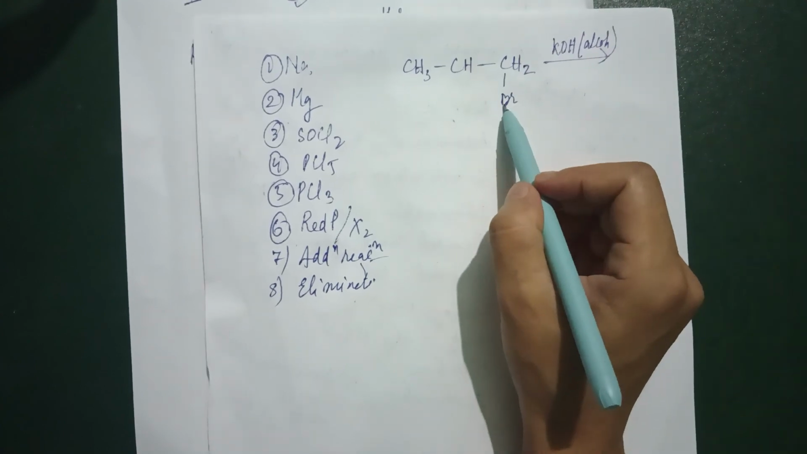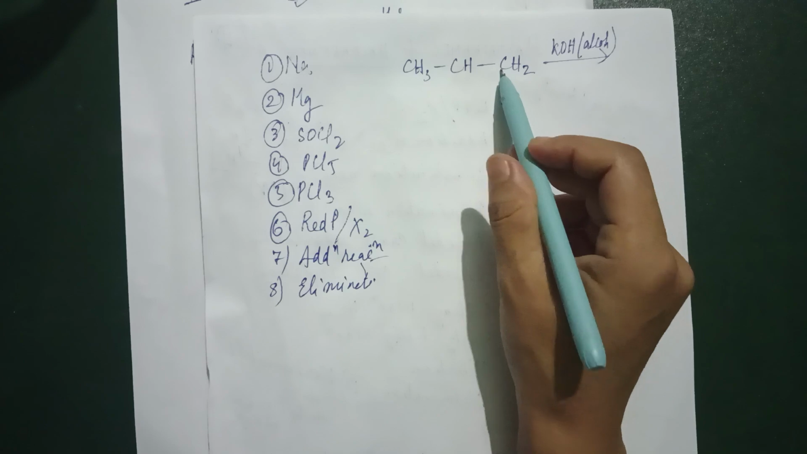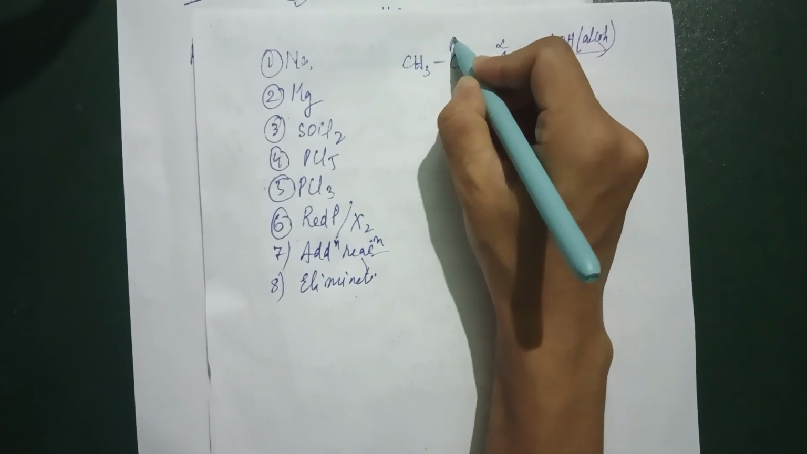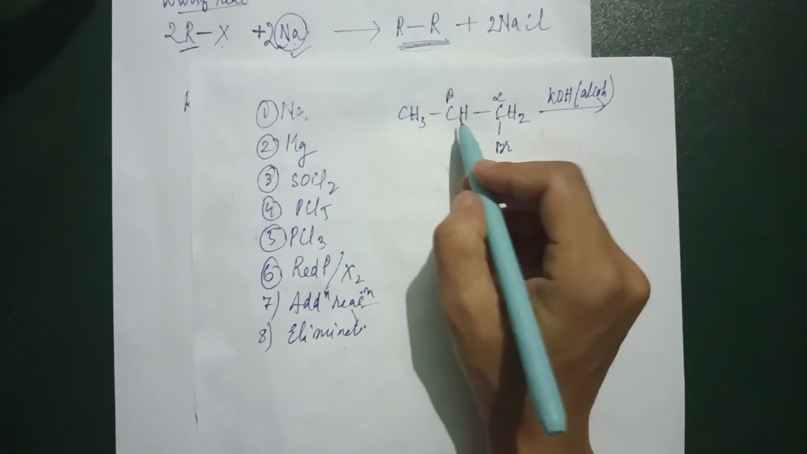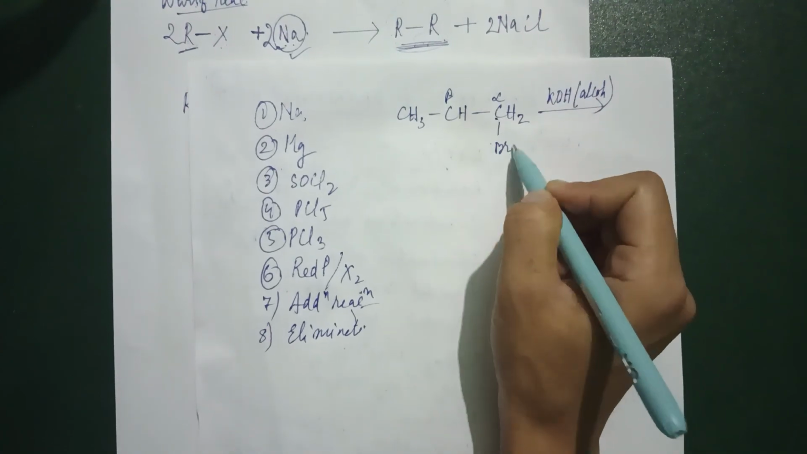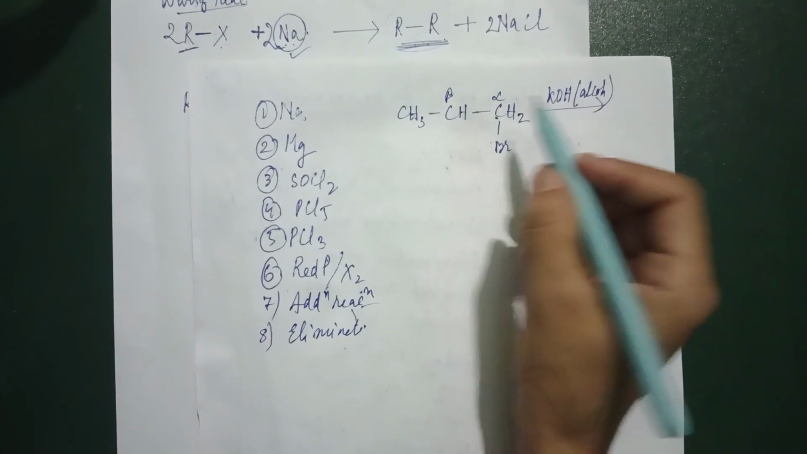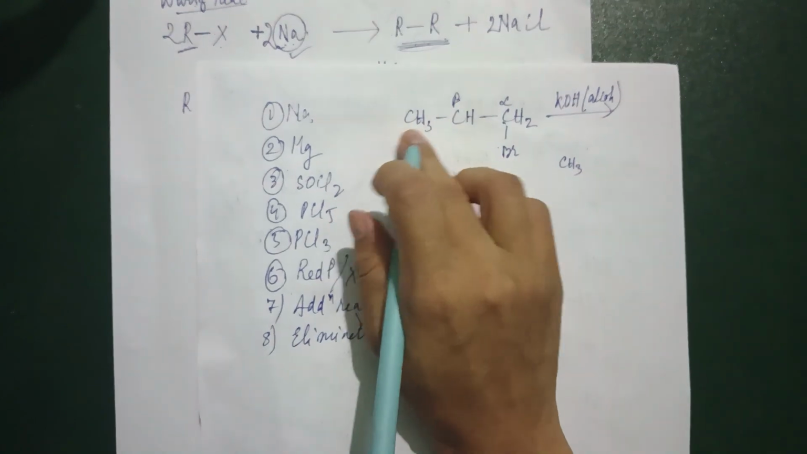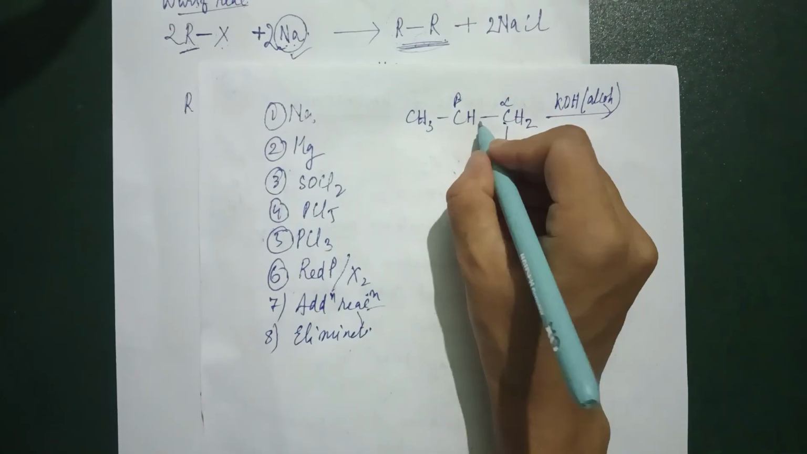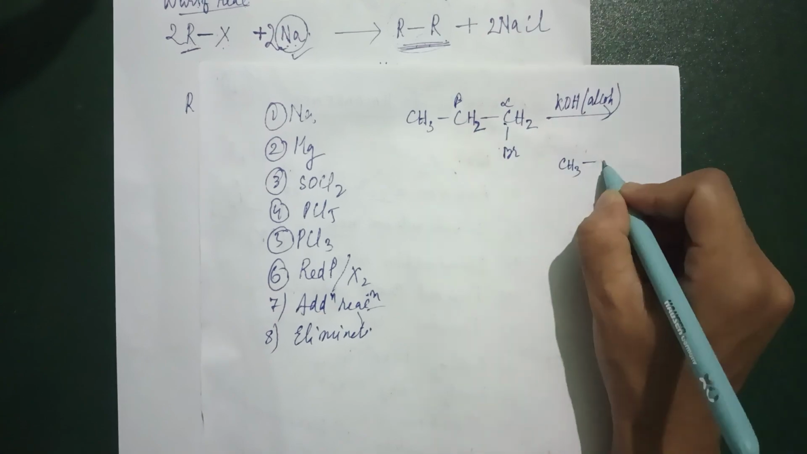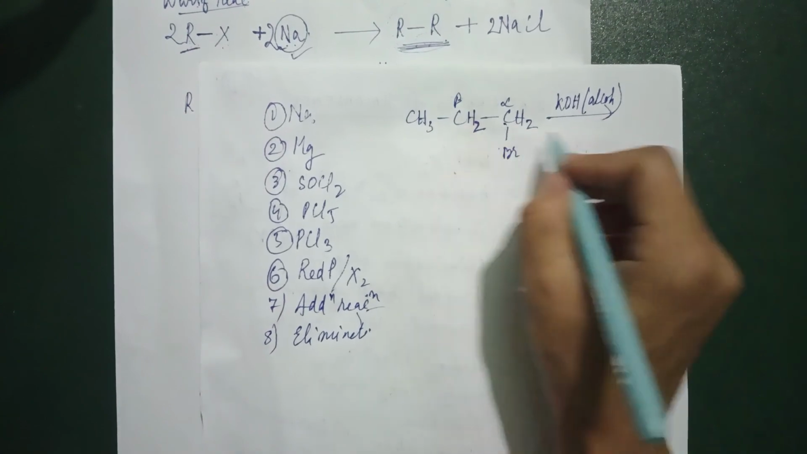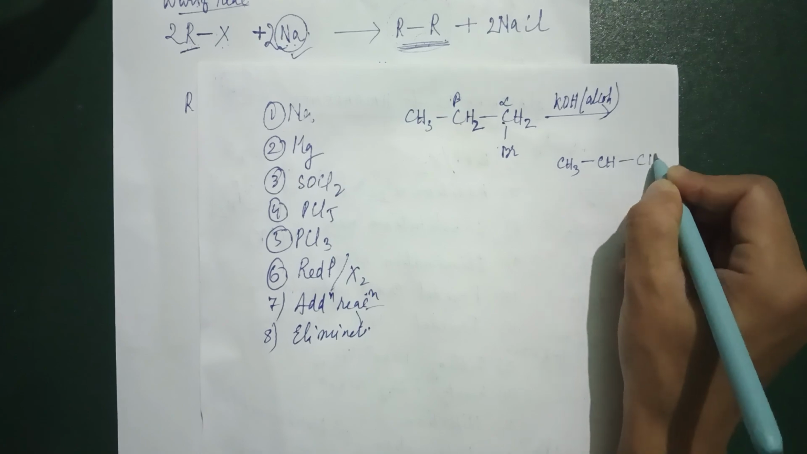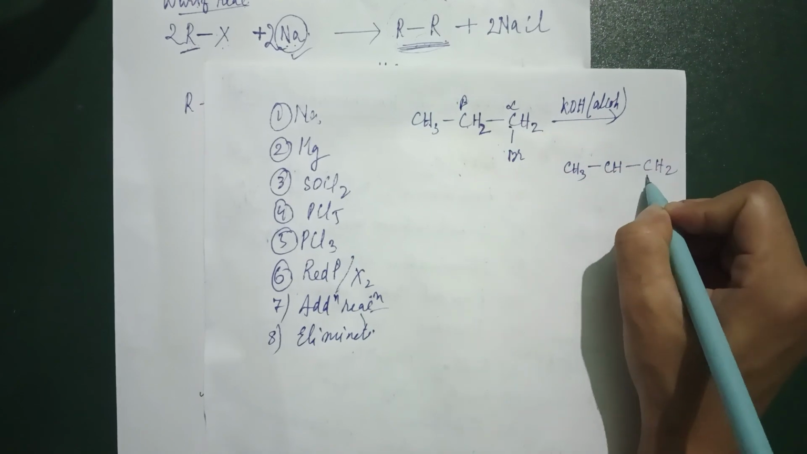Now we should always focus on the Br carbon. This is your alpha carbon, and next to that is your beta carbon. We are going to eliminate some groups from the alpha and beta carbons. Let me write the product here. CH3 will be safe there. We are going to have CH2, removing one of the beta hydrogens and the good leaving group, that is Br.